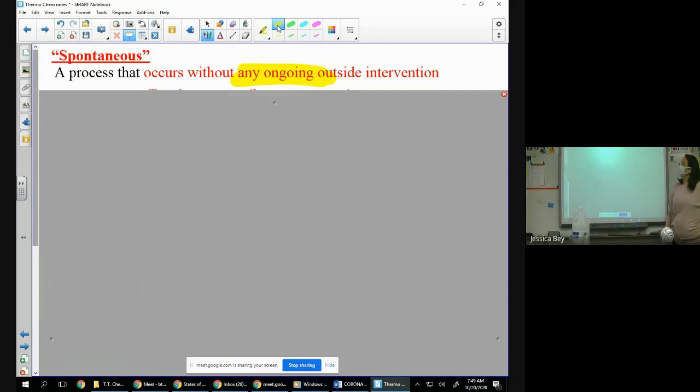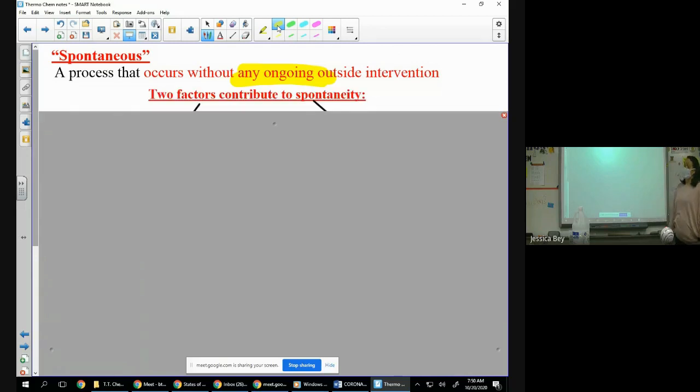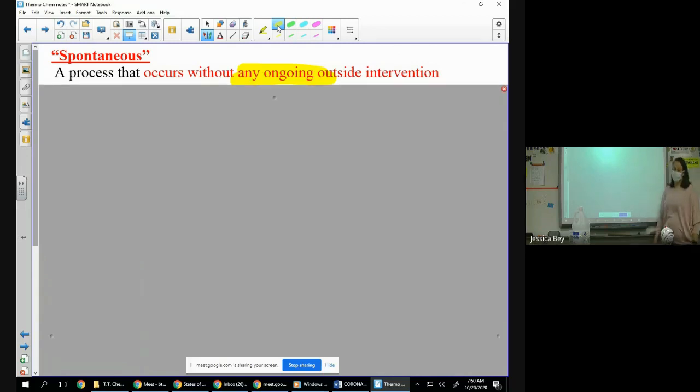Occurs without any outside intervention. Okay. So for instance, I have an ice cube right here. I'm going to put it right there. Is it going to melt? Yes. Am I actively doing anything to it to make it melt other than let it sit in the current environment? No, it's just melting.